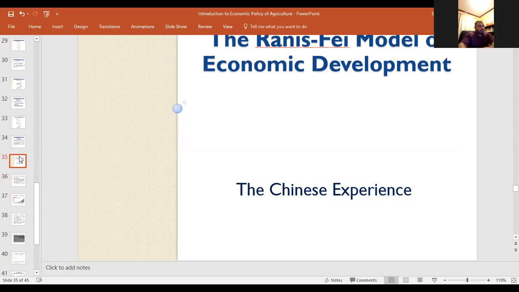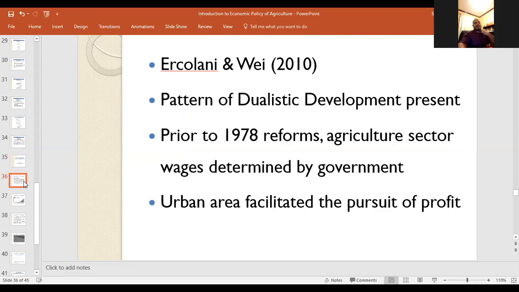So let me just very quickly give you what the Chinese experience was with this. In 2010, Norpolani and Wei wrote a paper where they examined the dualistic development in China. Now, prior to 1978 in China, agricultural sector wages were determined by the government. So under this condition, you see clearly that a non-market institutional wage is instituted here. There is also the urban area facilitated the pursuit of profit. So very clearly you see that dualism being effected.